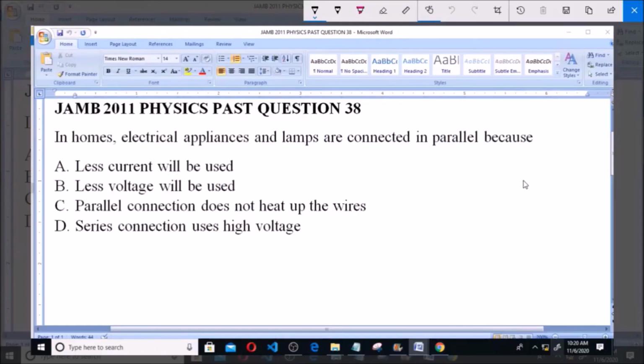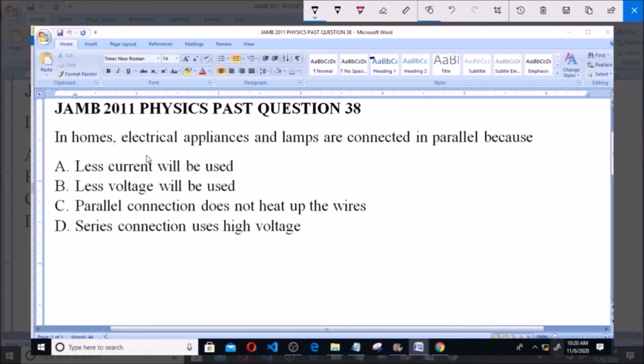Hello and welcome. I will be answering Jamb 2011 Physics Past Question 38. In homes, electrical appliances and lamps are connected in parallel because A. Less current will be used, B. Less voltage will be used, C. Parallel connection does not heat up the wires, D. Series connection uses high voltage.